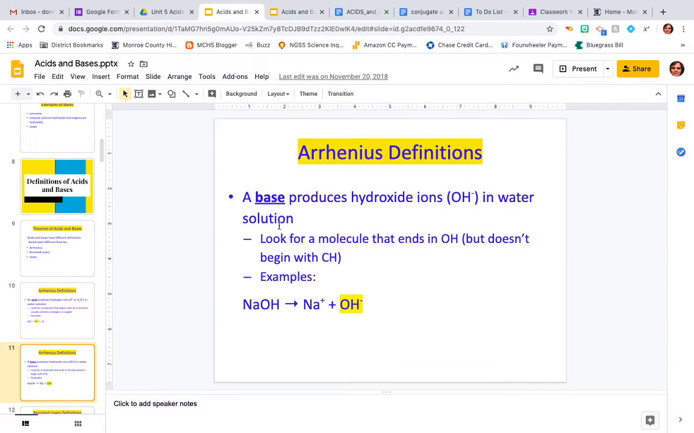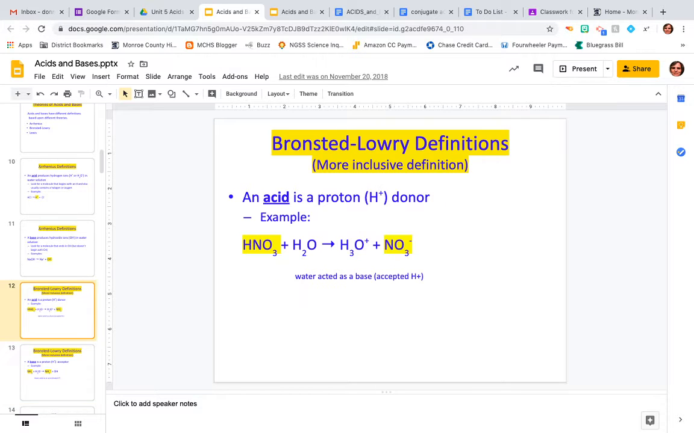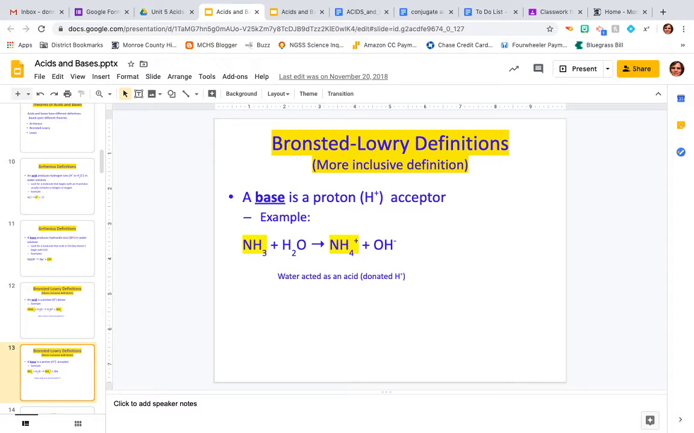Moving on, Bronsted-Lowry, this is the one we're going to spend the most time with in this unit. An acid is a proton donor, and a base is a proton acceptor. So again, an acid is really a lot like the Arrhenius acid. It has to have protons. It has to have hydrogen ions to donate to be an acid, and then it must be able to accept protons to be a base. So anything that accepts a proton is a base, and anything that donates a proton is an acid.